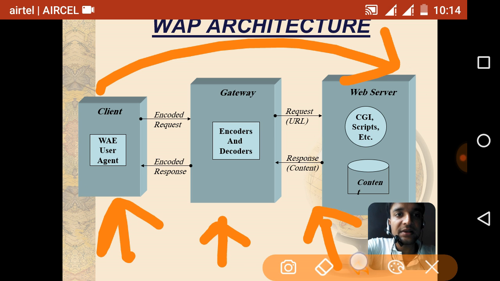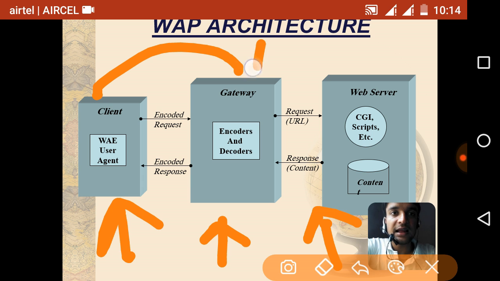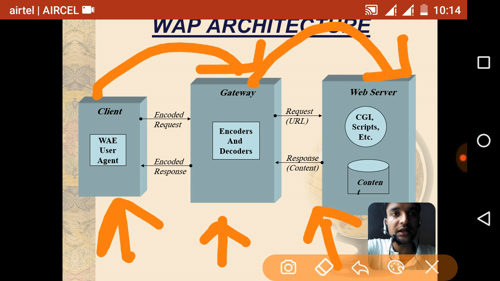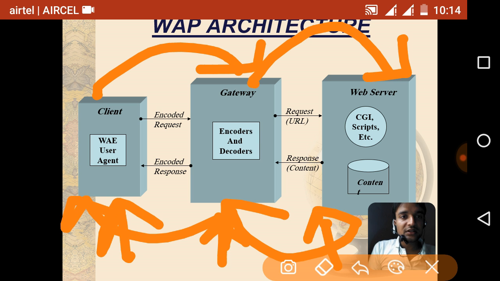But in WAP, there is a gateway. First the client sends a request to the gateway, and from the gateway those requests are passed to the web server. Now the web server will send all the HTML contents to the gateway, and the gateway will extract only the text, discard all the images and send it to the client. Because the client has a very small screen, all the images need to be scrapped and only the text needs to be sent to the mobile device. So that's why the gateway is used.